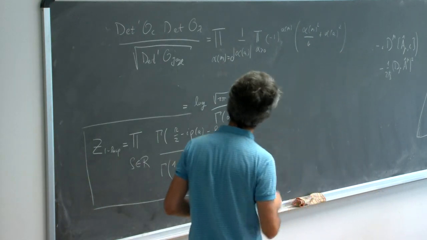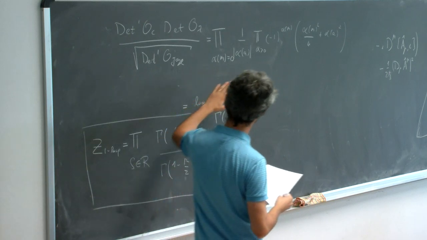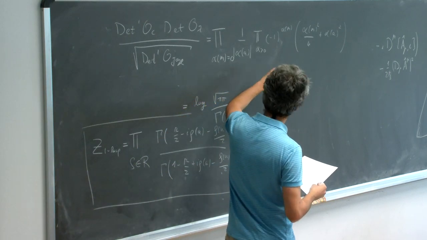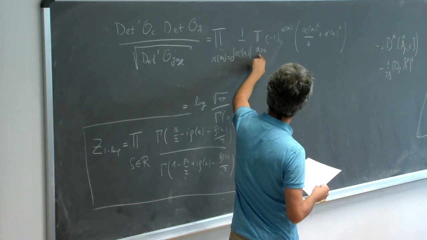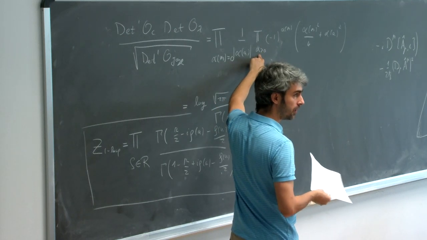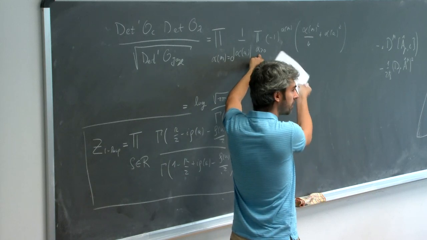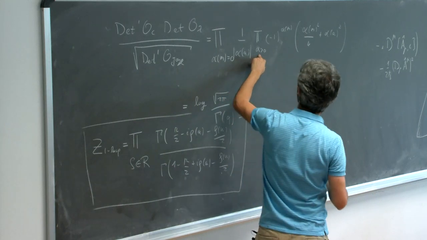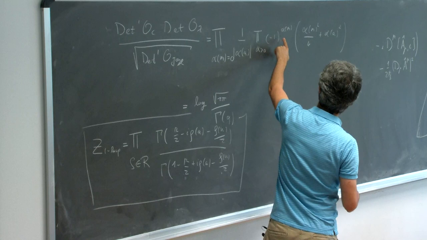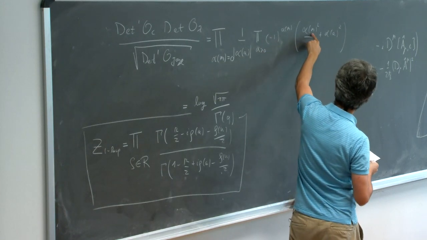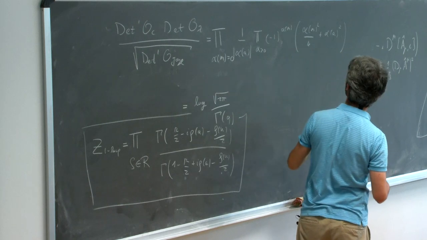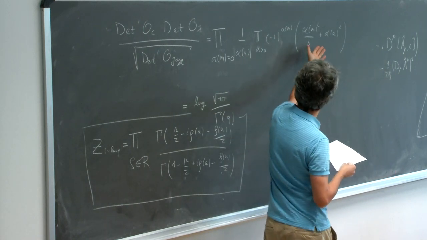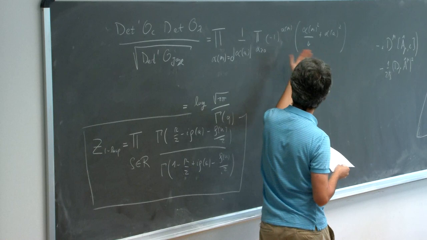So once again, the details of the expression are not important, but what is important is that it is a very simple expression. First of all, here we have a product over the roots of the gauge group, which are, if you want, the weights of the adjoint representation. Once again, we have the magnetic flux M and this continuous parameter A. You see this time the function is very simple. It's just a quadratic function up to a sign.